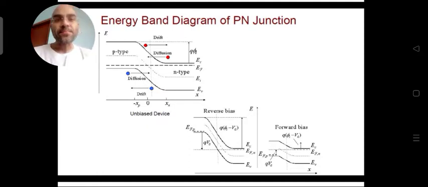So basically this energy band diagram is explaining this. There is a vertical dotted line in between, which is showing you the junction.